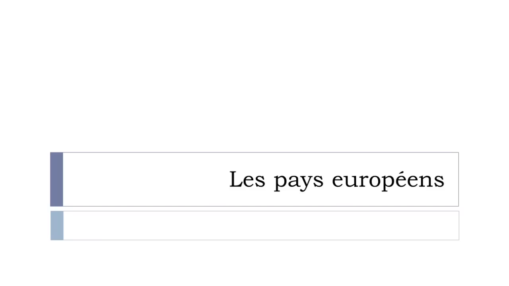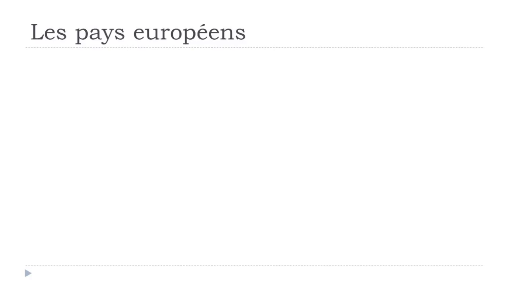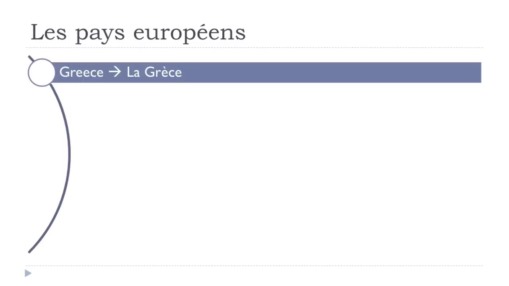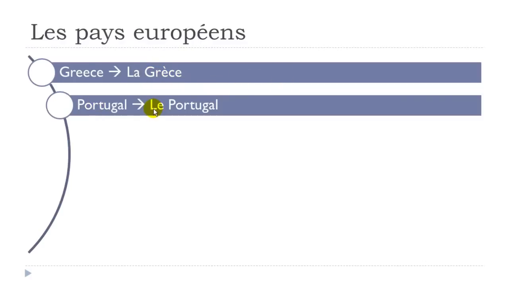We are going to discover European countries together: les pays européens. Let's start now with les pays européens. The first one: la Grèce. Remember, gr, gr, and then this accent grave, open. Grèce. La Grèce. Le Portugal.